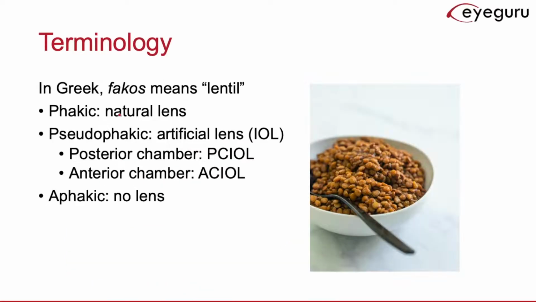So you've probably already heard of the terms phakic, pseudophakic, and aphakic, so let's just review what these all mean. Phakos in Greek means lentil, and that's actually how the lens got its name. Phakic means a natural lens, pseudophakic means artificial lens, and aphakic means no lens. Sometimes you'll see the abbreviation IOL, and that stands for intraocular lens.